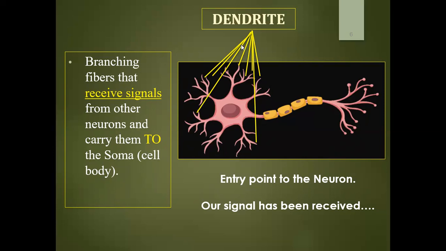Okay, so the dendrite receives signals from other neurons or from a sensory organ, if it's a sensory neuron, for example, and carries them down its dendrite to the soma, or the cell body. So it's just going to take a signal received here and transport it down to the soma. So this is our entry point to the neuron.